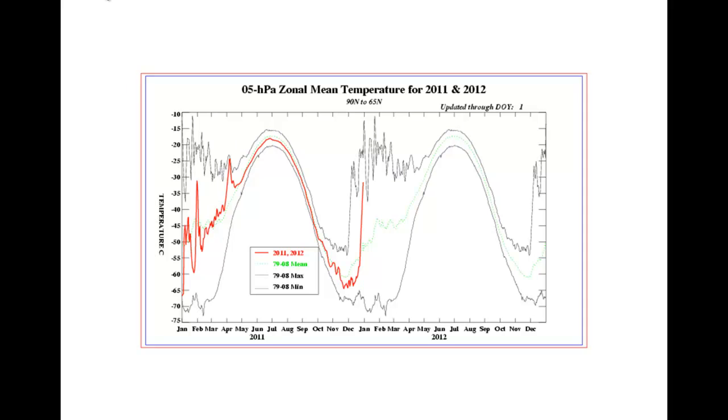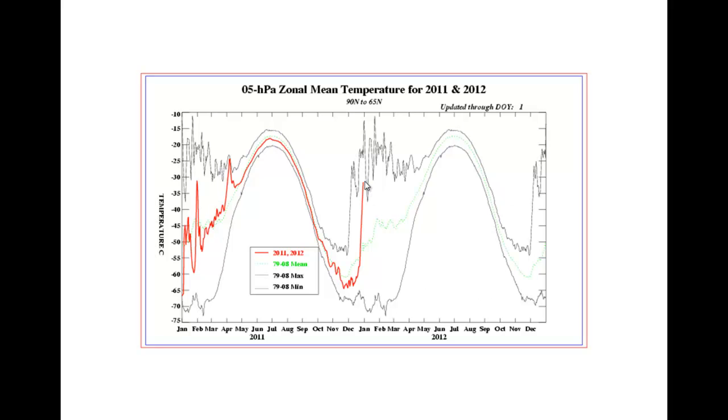We'll take a look, and you can see a few things important here. Towards the middle of December, we were below normal. We were below the mean, which is the green dotted line. And now you can see the sudden warming which has occurred, bringing us to the first day of the year here. January 1st, 2012 was when we pulled this graph up. And you can see we're actually nearing records from 1979 to 2008. We're very close to that.